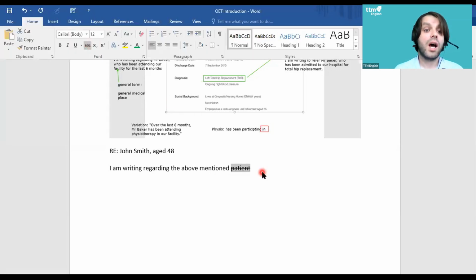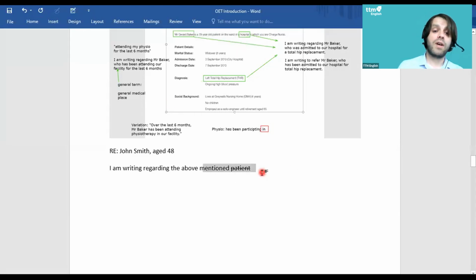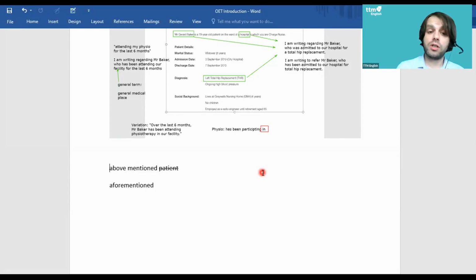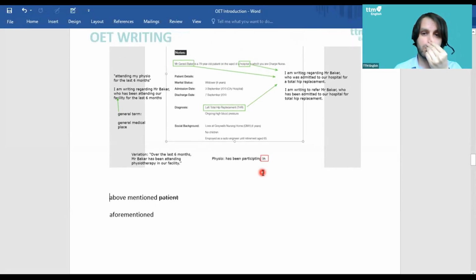So you can't, okay? But I like using this phrase here, above mentioned. Also, aforementioned. Has anyone ever heard that term, aforementioned? Yeah, but someone said it is own person. Yeah. It's useful to use in your letters, but maybe not in your introductions.